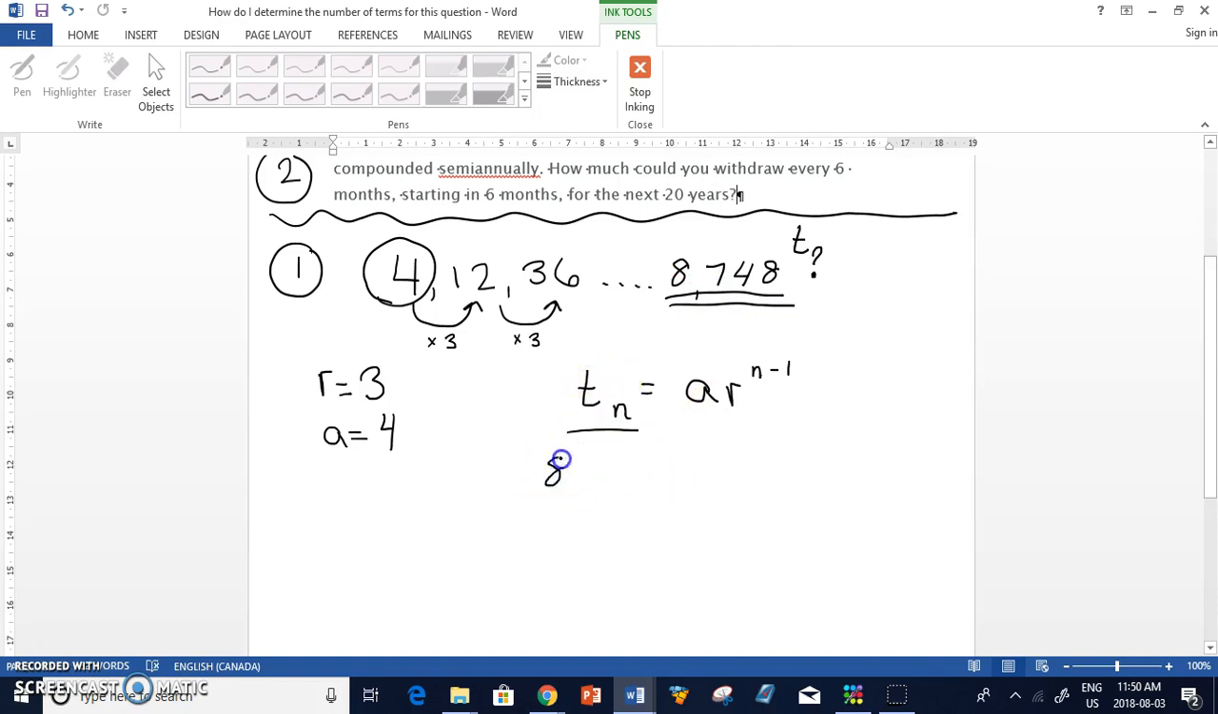Well, if the value of Tn is 8,748, what I want to solve for is n. What is n? Okay, so you're just substituting in. a is 4. r is 3. The exponent remains as n minus 1.